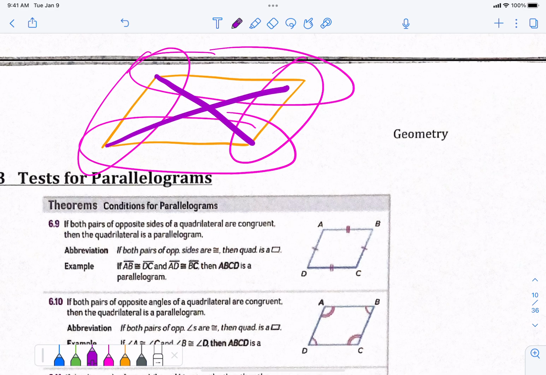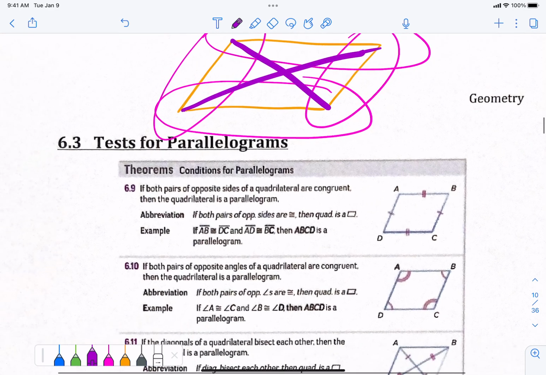Okay, so what's true about those guys? They're not the same length, but they bisect each other. So like this piece will be the same as this one. Same thing with this one will be the same as that one, right? So like they cross at the midpoint, basically, okay?